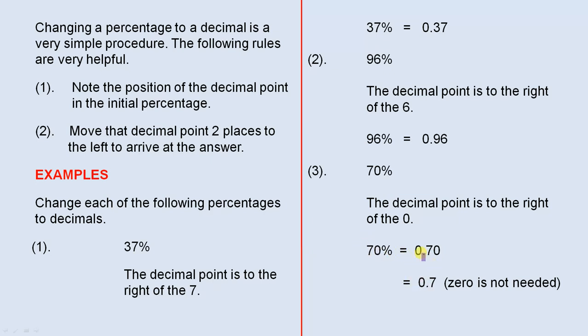Now, we can write this as 0.7 because the 0 is not actually needed. So when you have a decimal expressed in this manner here and the 0 is at the end, you don't have to write it in. You can just write 0.7. Now that's the case if you are not asked to write the decimal to a certain number of decimal places, this is acceptable.